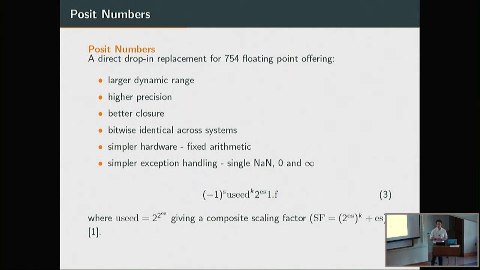It has simpler hardware. You can use fixed point arithmetic. So gone is your FPU, you now go straight back to the ALU and you do your integer, your binary arithmetic like that. And exception handling, there's only one NaN value, there's only one 0 as there should be, and there's only one infinity. And what it does is it stores your number as a sort of composite, uses a composite scaling factor to get you the dynamic range, and offers up more space for your fractional.